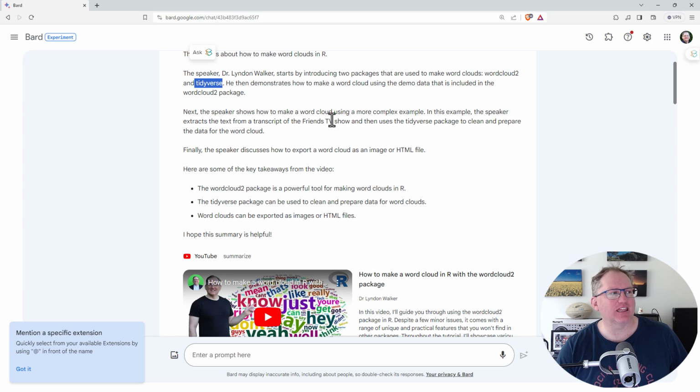Other than that though, it describes how I extract text from a transcript of the Friends TV show. I did use tidyverse. Does miss a little bit of the text processing, so it's a little on the vague side. It's missed a couple of details, but certainly this is not a terrible description. It's not that far off. It did identify the things that I did do. It really just maybe had the emphasis not quite 100%, but pretty good.